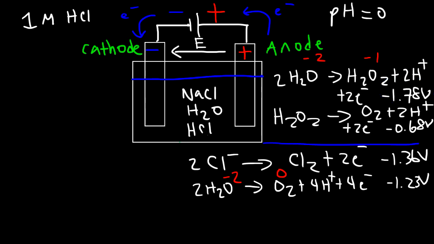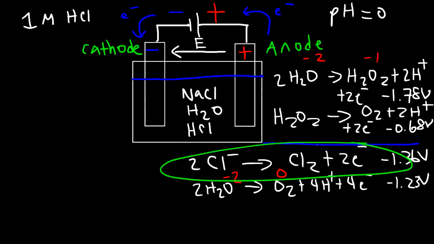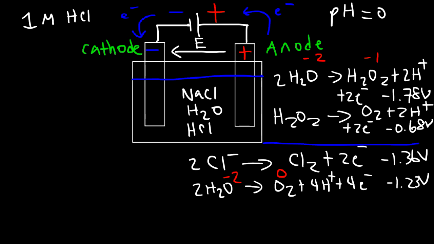So it's easier to oxidize chloride than it is to oxidize water because it takes a lot of energy to generate hydrogen peroxide. H2O2 is a very powerful oxidizing agent. And so that's why chlorine gas will form at the anode, because the first step of the oxidation of water has such a high cell potential. It's not easy to oxidize water into hydrogen peroxide. So if you have a concentrated solution of NaCl, this is going to be the principal reaction at the anode.